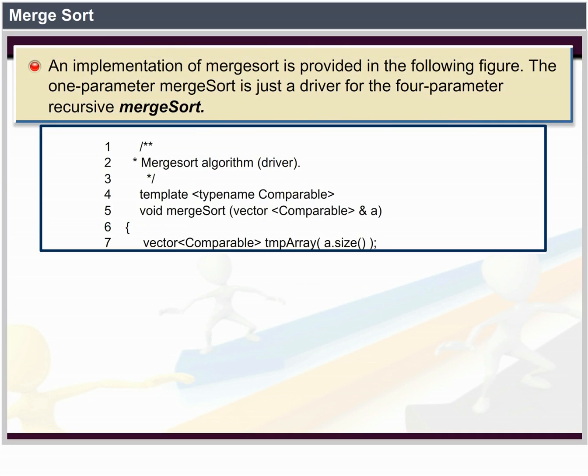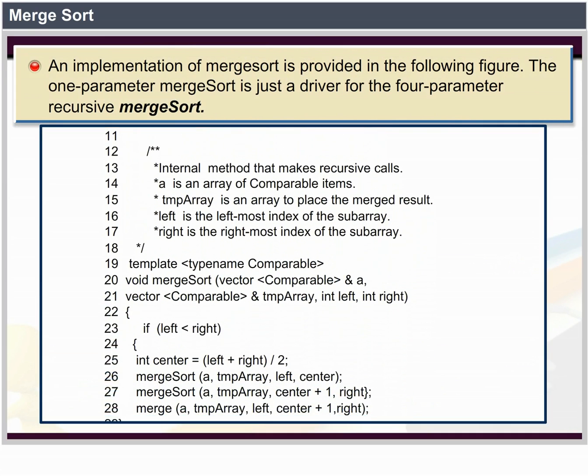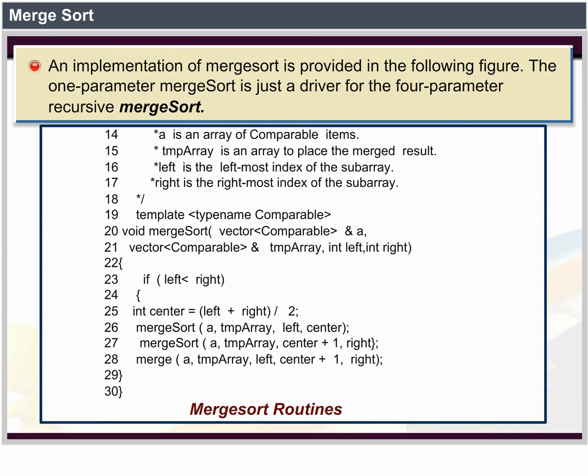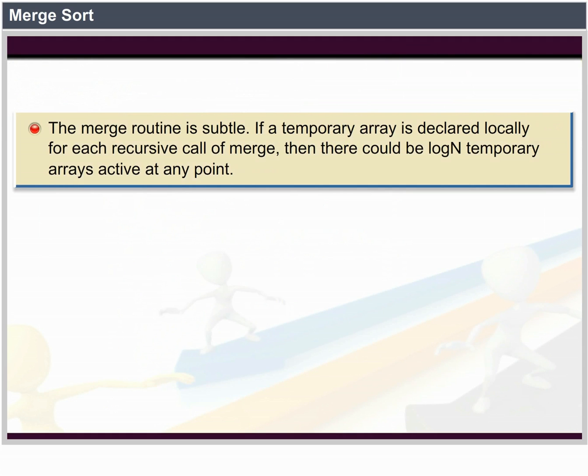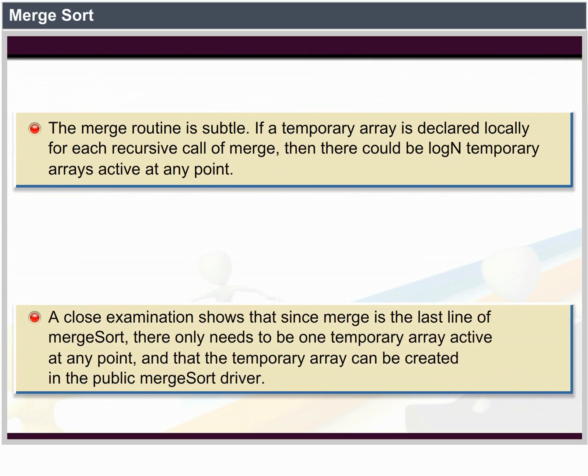An implementation of merge sort is provided in the following figure. The 1-parameter merge sort is just a driver for the 4-parameter recursive merge sort. The merge routine is subtle. If a temporary array is declared locally for each recursive call of merge, then there would be log n temporary arrays active at any point. A close examination shows that since merge is the last line of merge sort, there only needs to be one temporary array active at any point, and that the temporary array can be created in the public merge sort driver.